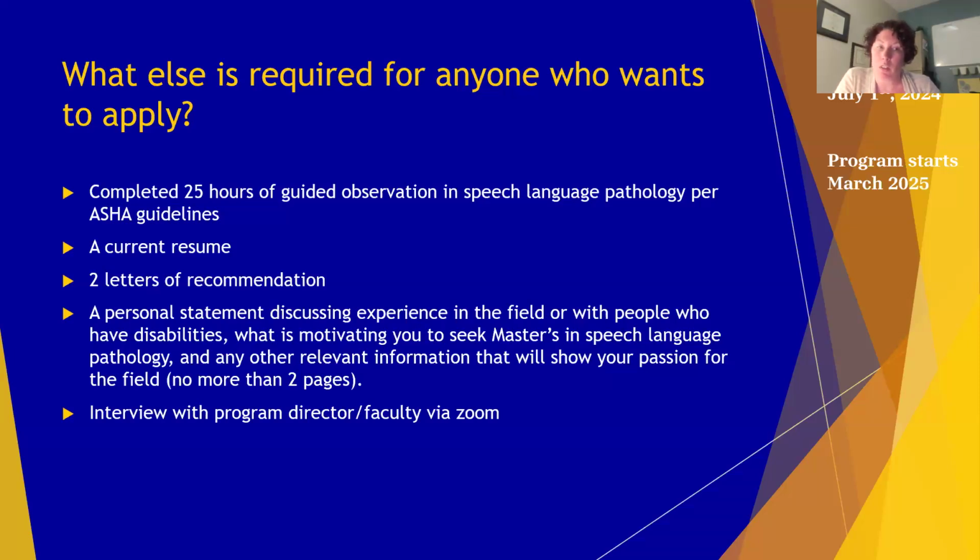We would also look for you to submit a current resume, 2 letters of recommendation, and a personal statement discussing your experience in the field with people who have disabilities, what's motivating you to seek your master's degree, and any relevant information. There's actually a specific form with a rubric and more specific information about what's required in the personal statement that will be provided to you by the admissions officer. That would be more specifically outlined when you get that packet or when you reach out to admissions here.